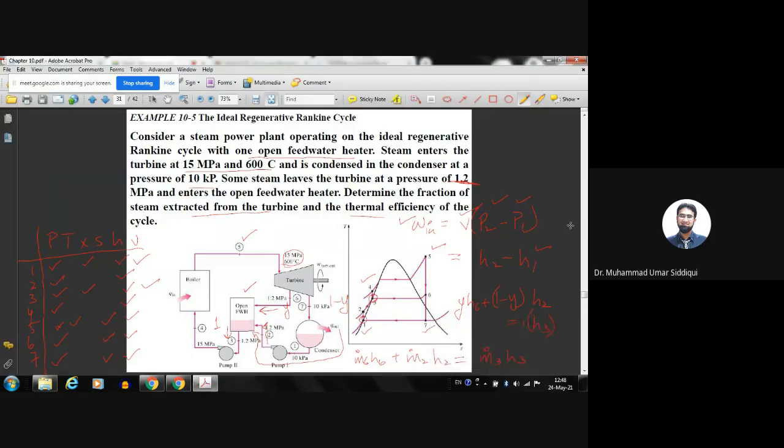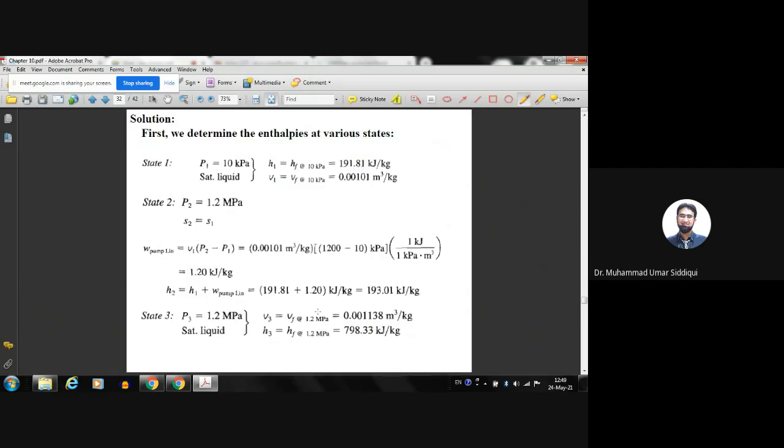Okay, so this will become our fundamental equation here. Now, since we know all the H's, H2, H3, and H6, only y is unknown, so there we can actually determine the fraction of the steam extracted from the turbine. And for the thermal efficiency, since now we know all the fractions and we know all the enthalpies, we can actually determine the thermal efficiency as 1 minus Q out over Q in. So this is the blueprint of the solution. Now let's look at the solution ourselves, step by step.